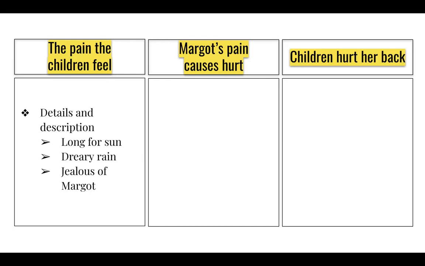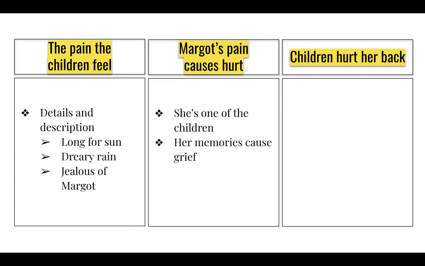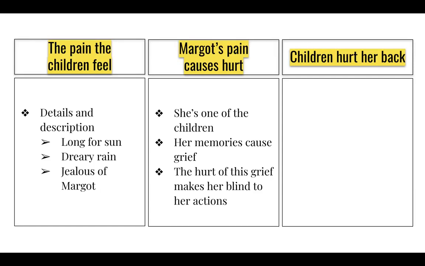What about the second one? Margot's pain causes hurt also. So, well, first of all, she's one of the children, right? And I've just said the pain the children feel. So she's also feeling pain. So I can lay that out there. And she's got her own pain, right? Because she has memories of the sun, and those cause her some grief. And then I'll need to show that I think the hurt of this grief is making her blind to her actions, that she's not seeing how she's actually hurting the children with her own actions. And then, of course, the children hurt her back.